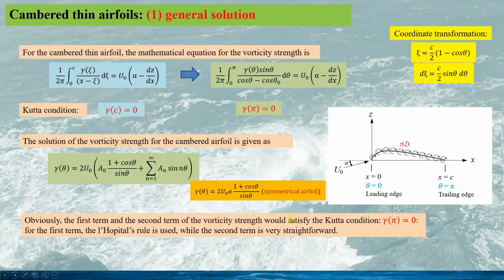From the expression of the vorticity for the cambered airfoil, we can check the condition at the trailing edge when theta equals pi. We can see the first term would be 0, as we have shown for the symmetric airfoil. And the second term would also be 0 when theta equals pi.